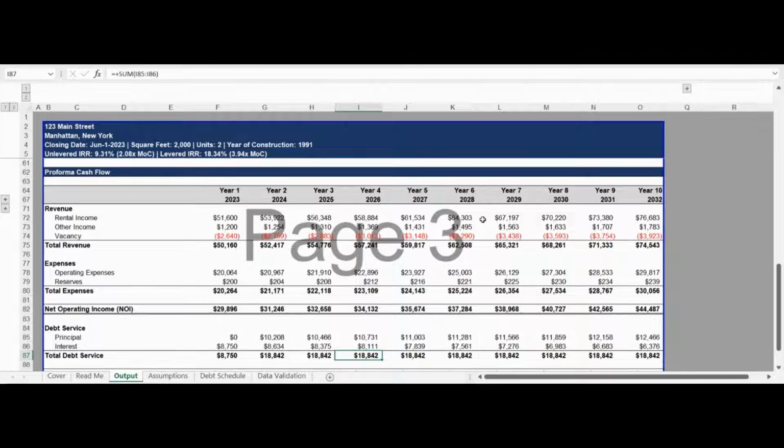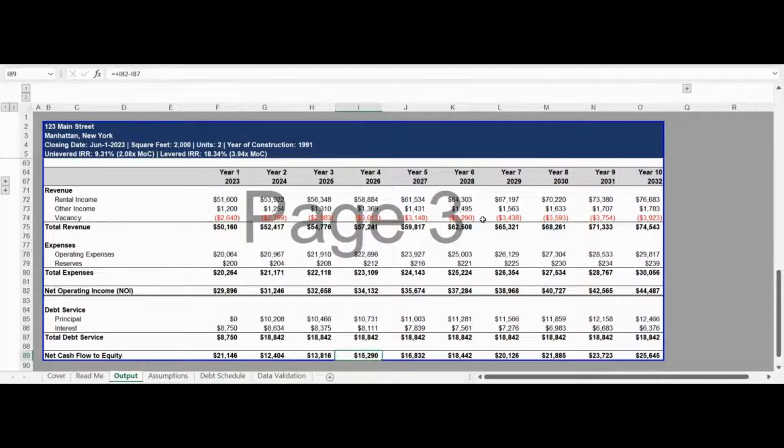The next section of the output includes a tracking of capital account balances showing the year-end equity and debt balance. The output report completes with a pro forma financial statement starting with revenue and working down to net operating income before removing debt service to end at the net free cash flow to equity.